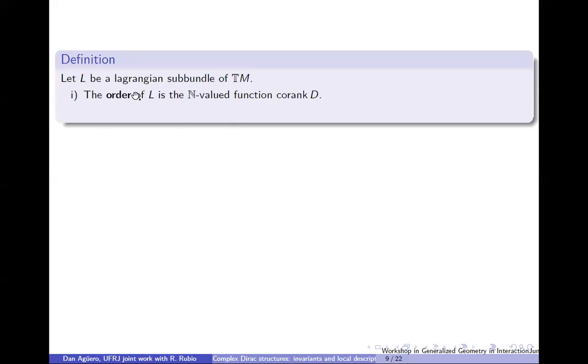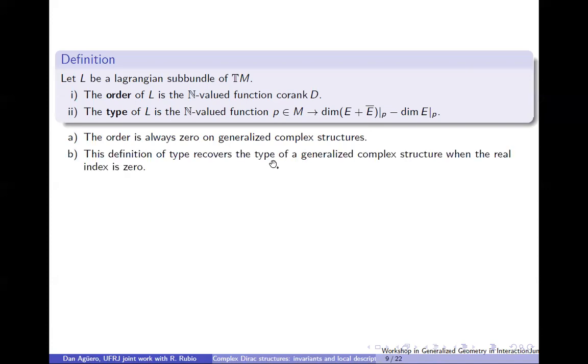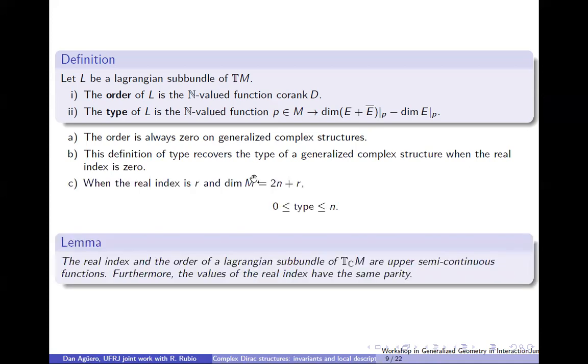So this allows us to introduce the following. We introduce the order, that is the first term of the previous equation. And we also define another invariant, the type, that is just the difference of the dimension of D plus bar minus the dimension of D. That is different from the usual type of generalized complex structure. So on a generalized complex structure, the order is always zero. This definition of type recovers the type of generalized complex structure when the real index is zero. And also the following inequality of the type, when the dimension of M is 2n plus r.